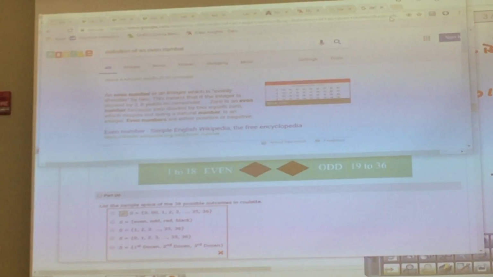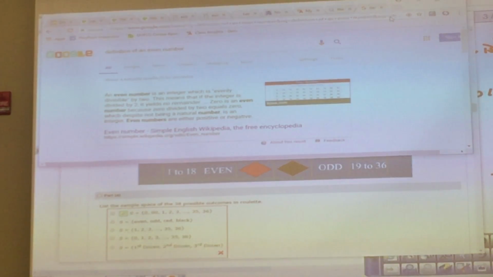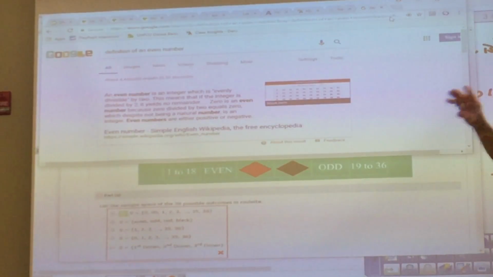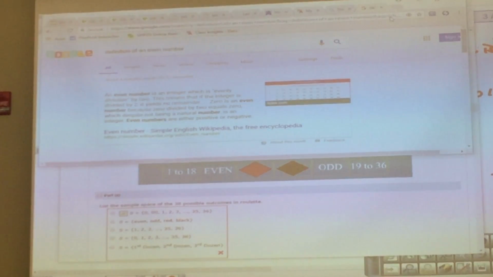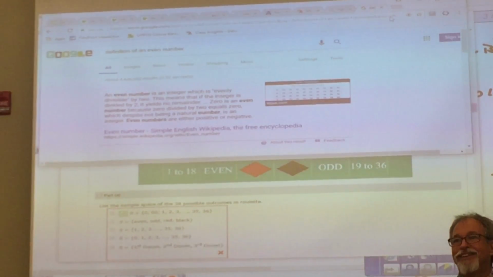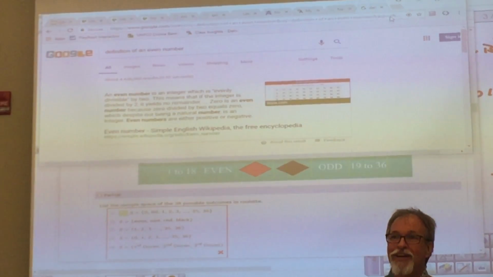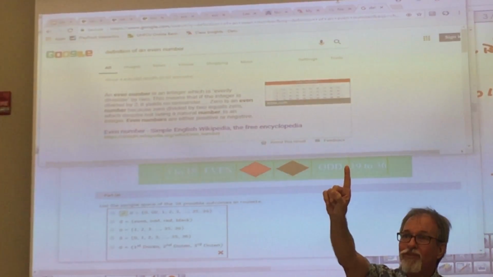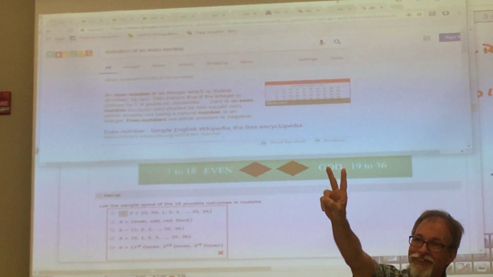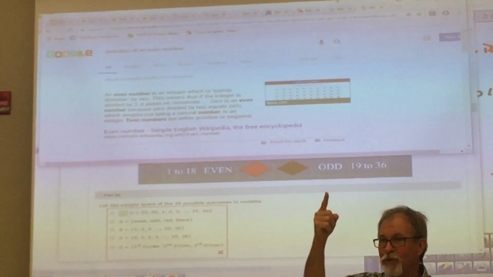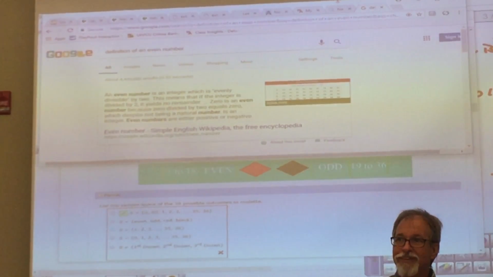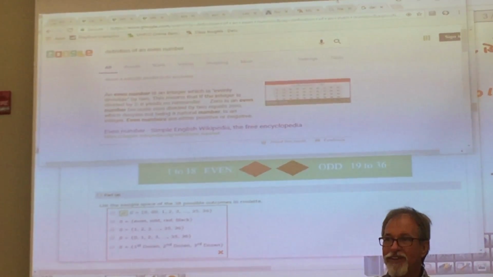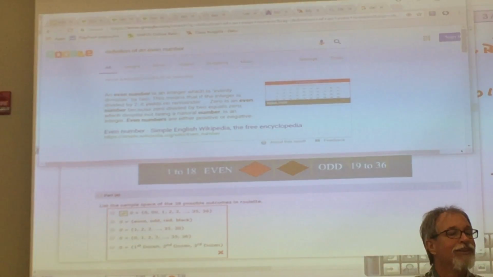So 1 is not technically prime. 1 is neither prime nor composite. It doesn't fit the category. So 1 does not fit the classic definition of being a prime number. Mathematically, we don't consider it a prime number. One is neither prime nor composite, because it only has 1 factor, and a prime number has to have 2. So 2 has 1 and 2, 3 has 1 and 3, 5 has 1 and 5. 9 is not prime because it has 1, 9, and 3.